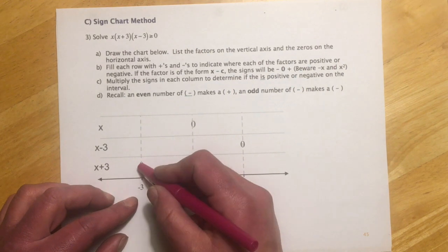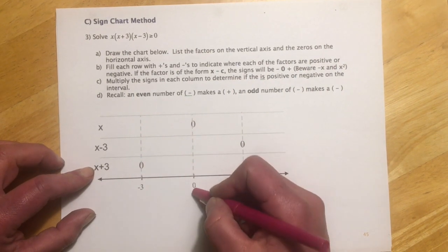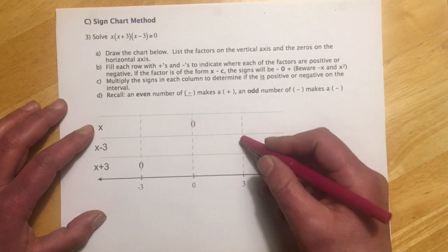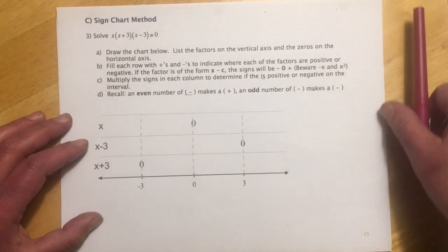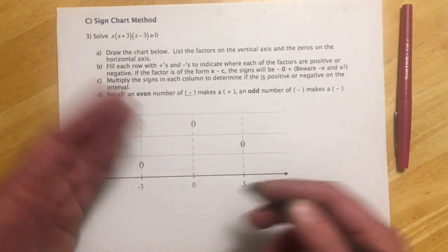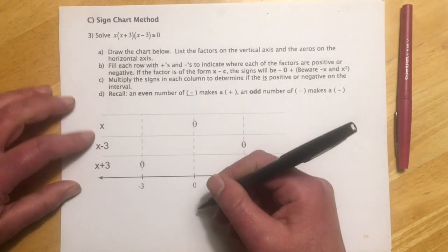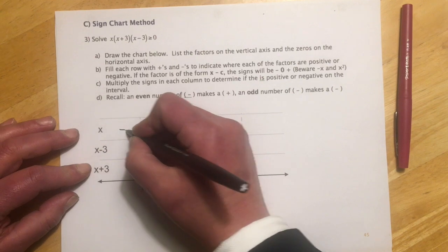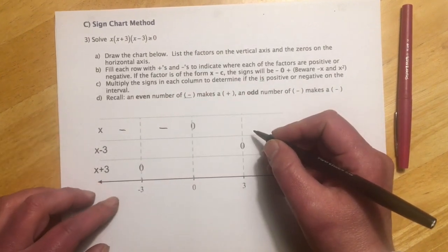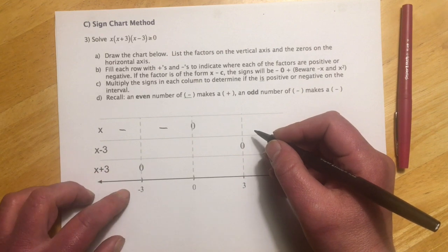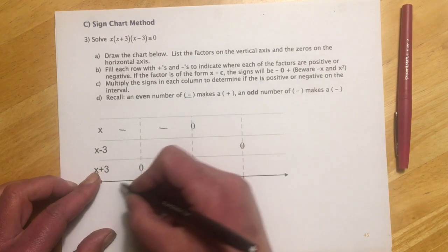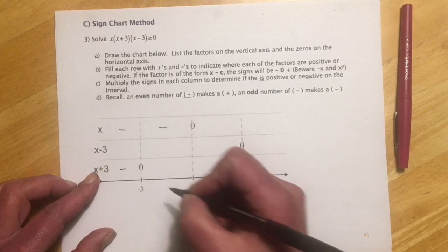So here we have negative 3 is a 0 for this one, 0 is 0 for x, and then 3 is the 0 for this one. So if I am to the left of the 0, and there's no negative on the x, it's going to be negative values out here. And it's almost harder to see with the x. If I start with the negative 3, you can see if I put in negative 4 into this, something from this interval, it comes up negative.